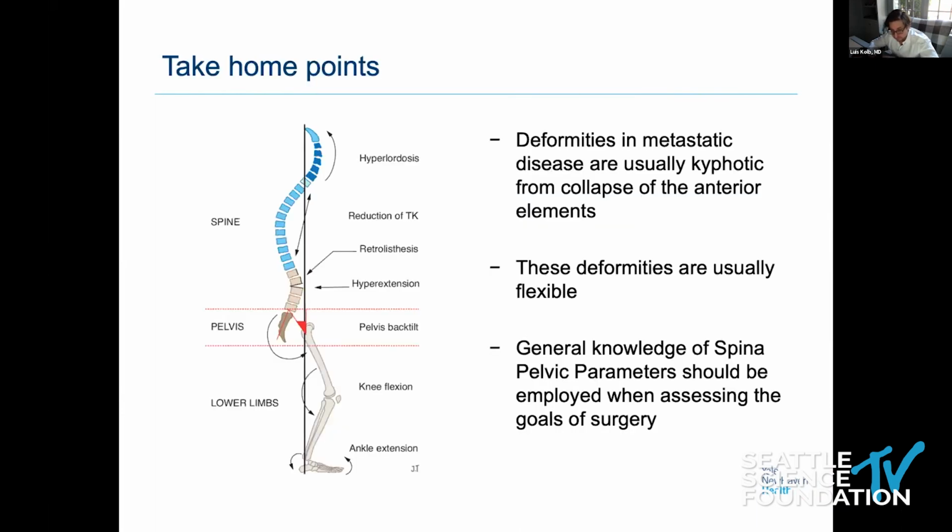So really three take-home points, as Dr. Shaman mentioned before. This is an evolving field, but it is interesting to merge these two worlds of spinal deformity and oncology, in particular when it comes to taking into account global spinopelvic parameters. Like I mentioned, a lot of deformities are metastatic and kyphotic in nature. They're very flexible. They respond very well to reduction maneuvers such as positional instrumentation. But using these spinopelvic parameters, especially when considering the long-term goals of the patient, can be very useful. I'm sure it's an evolving field that will develop more over the next couple of years.